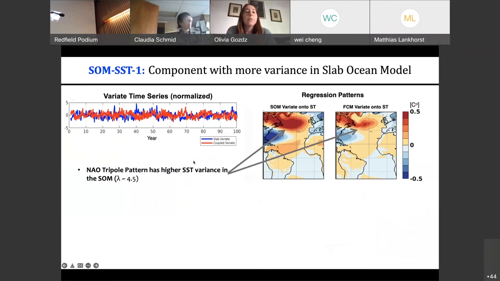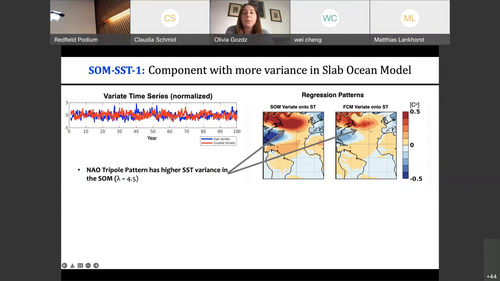So this is the first component with more variance in the slab ocean model. This is just showing what you get out of CDA by also showing what this mode looks like. So here are the variate time series, and they're normalized, so the variance difference is not reflected in this time series. Instead, you get one for the slab ocean model and one for the fully coupled model. The slab ocean model is in blue, and the fully coupled model variate is in red.